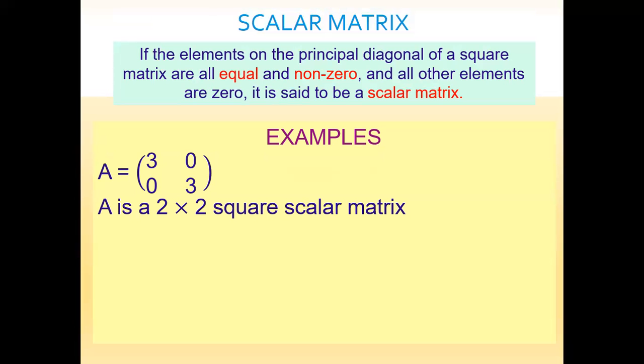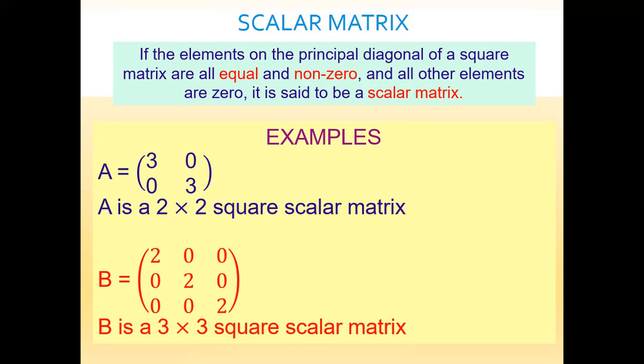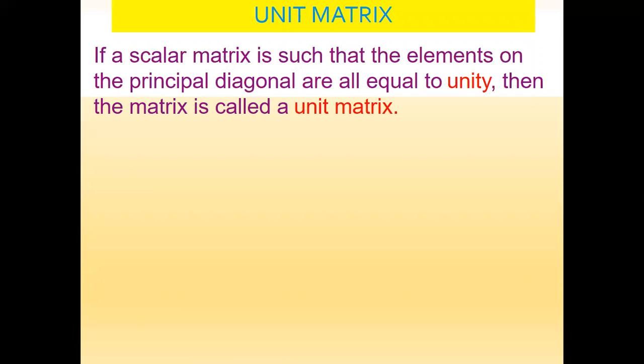Okay. So let's go to the next one. This is another example. You can see all the elements above and below the principal diagonal are 0. And the elements on the principal diagonal are equal and they are not equal to 0. They are equal to 2 and they are non-zero. So this is an example of a 3 by 3 scalar matrix. So let's go on to unit matrix. Now the unit matrix is born out of the scalar matrix.